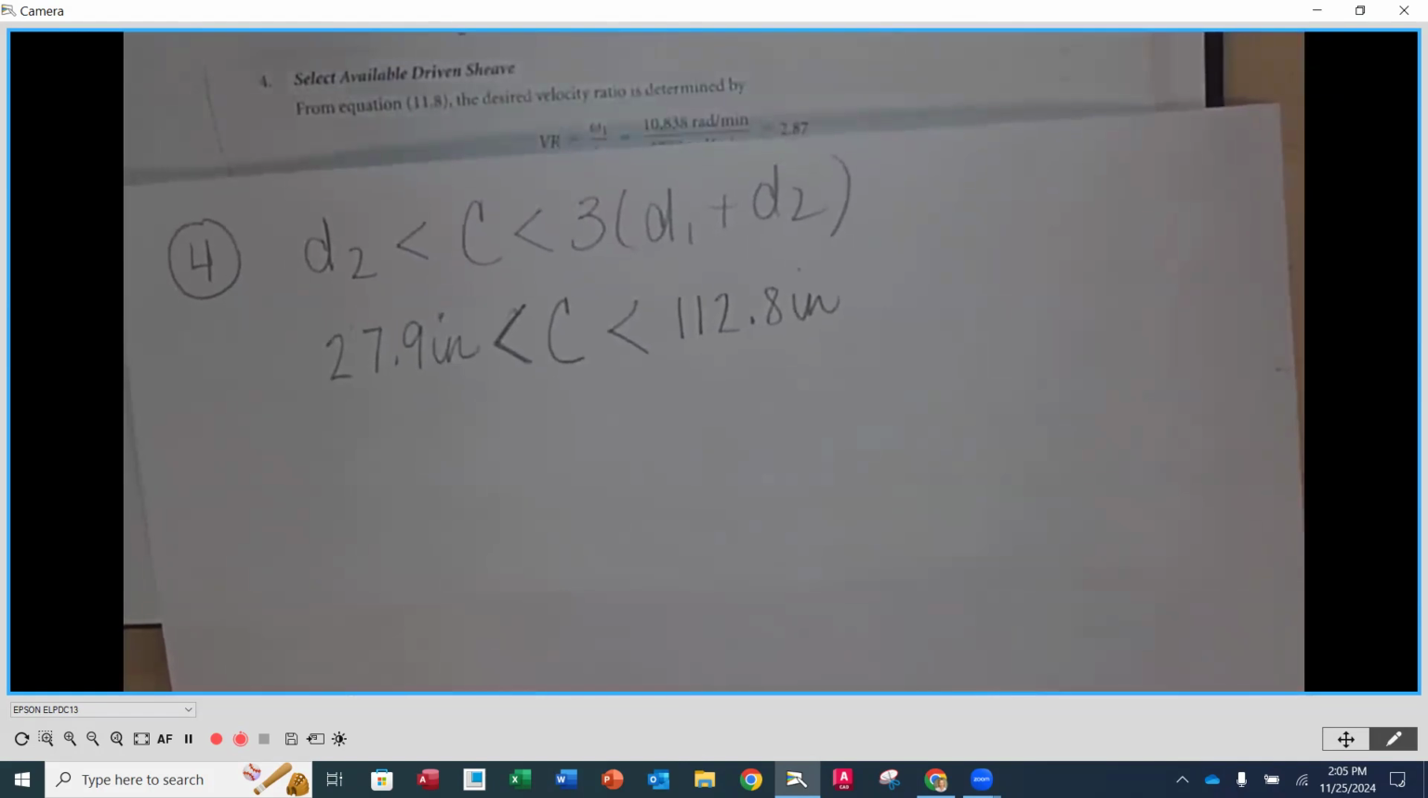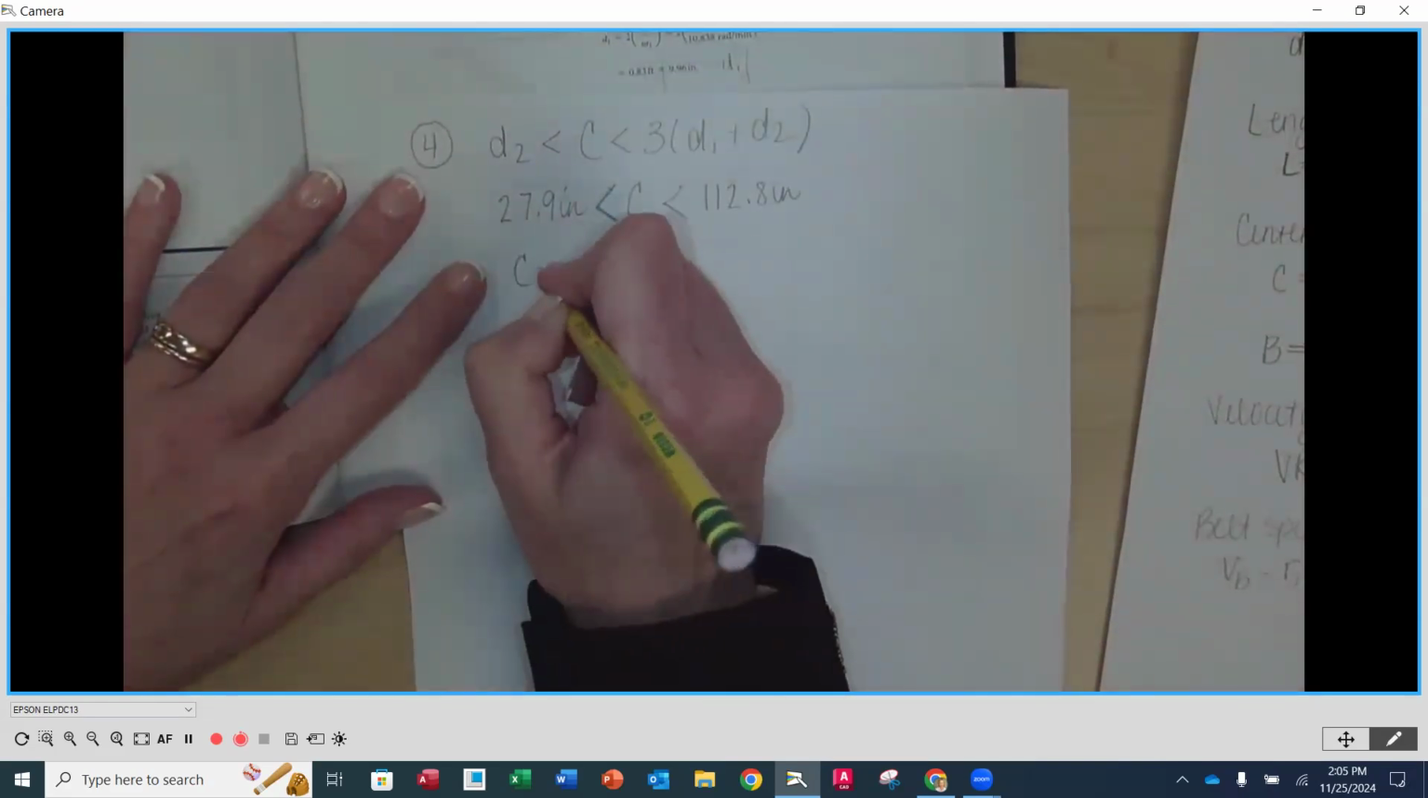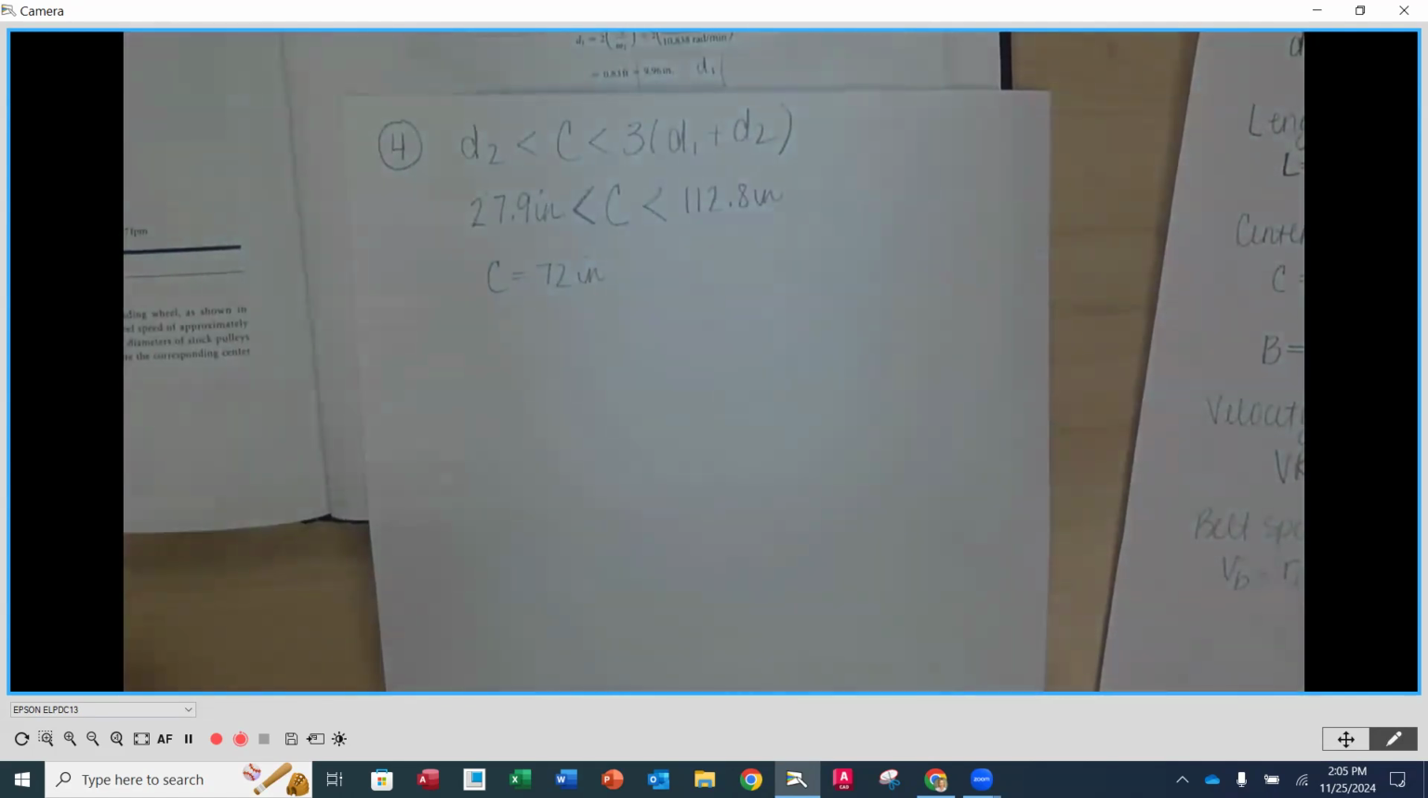Let's see what the book decided on. So if we go to, did they do it over here? Oh yeah, they did. At the very bottom, the very last sentence here, they said, how about we just use about a mid value, which would be about 72 inches. So that's the only reason that they picked 72: they just picked it out of the air, if you would, that satisfied this range. So we're going to use a center distance then of 72. Our C is going to be 72 inches. That's where we're going to start.